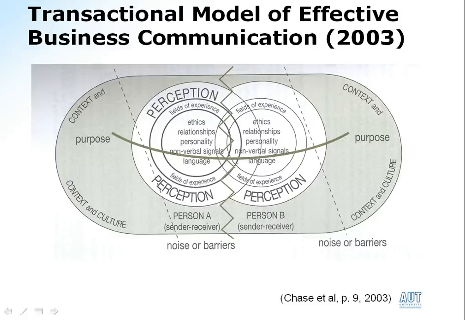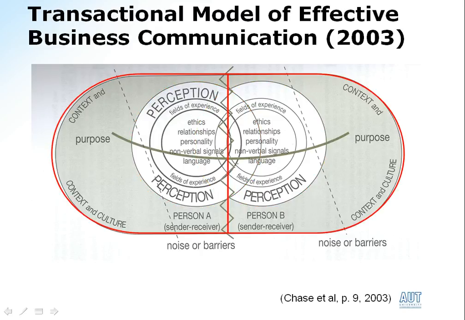It's a little bit more complicated than the one that Schramm and Shannon and Weaver developed. It's actually got quite a few chunks of Berlo's ideas in here as well. So we start with our ethnicity, our relationships, our personality, our non-verbal signals and our language. Then we have this idea of our fields of experience. That shapes our perception. Then our perception, thinking about our perceptual errors and what have you, and these are person A and B. And then we look at our context and culture and our purpose for communication.